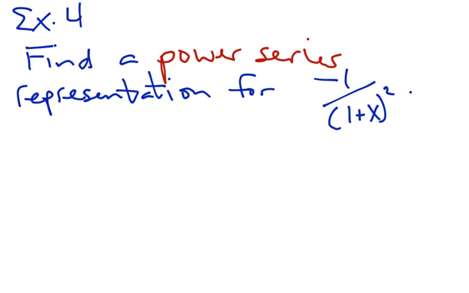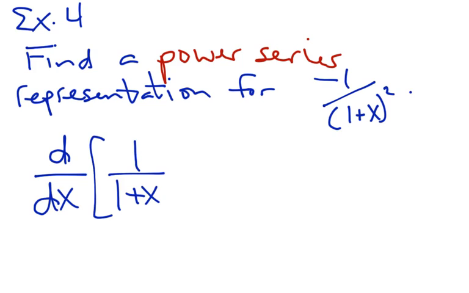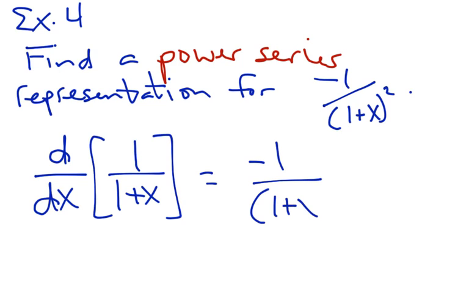You may notice something about this function that we're trying to find the power series for. It's related to one of the power series that we already know. If we were to take the derivative with respect to x of 1 over 1 plus x, we would get this negative 1 over the quantity 1 plus x squared. So, in other words, I know this function is directly related through differentiation to one of the power series I already know. I know a power series for 1 over 1 plus x. So, I could use that in order to generate the power series for this function by taking a derivative.